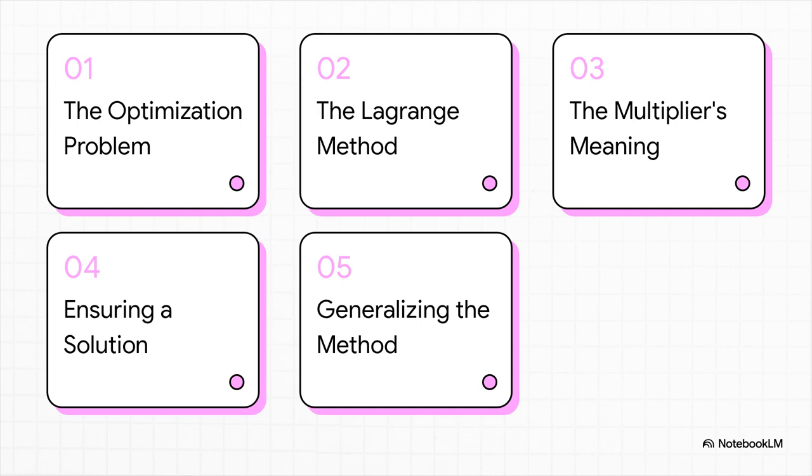We're going to start by really understanding the core problem we're trying to solve. Then, we'll introduce the super elegant tool for the job, the Lagrangian. After that, we'll uncover its deeper economic meaning, figure out how to make sure our answers are the real deal, and finally, see how this whole method can scale up to tackle even bigger, more complex problems.